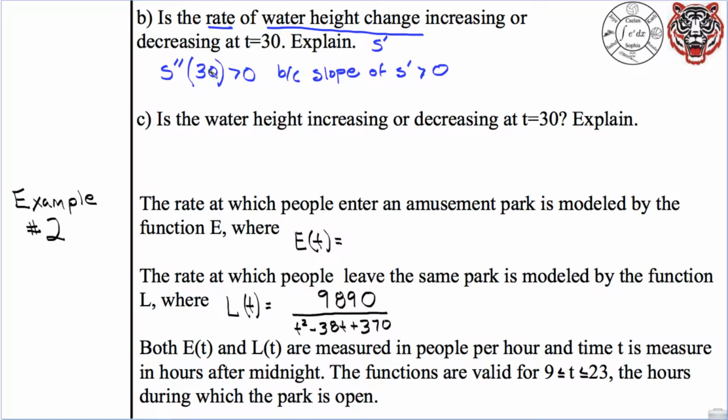Okay, so this is our rationale for why S double prime of 30 is positive. And now here's our answer. This is the answer that I expect you girls to write on the AP test. So you say that we need the rate of the water change, so we have to say that S prime of 30 is going to be increasing or decreasing. What should we write here? Increasing. And then the reasoning is because S double prime of 30 is greater than 0. So in red, that's the answer on the AP test that I'm looking for.